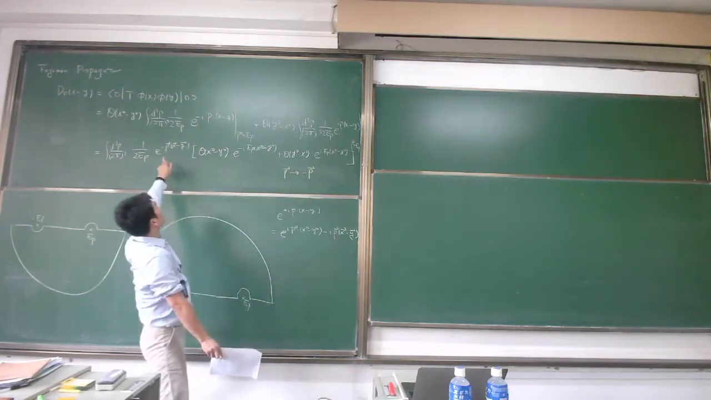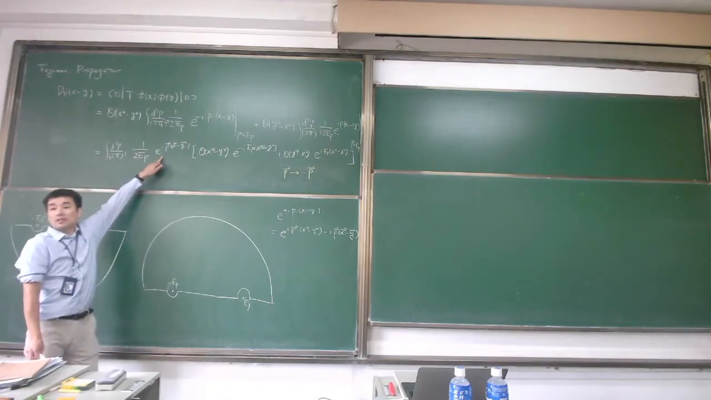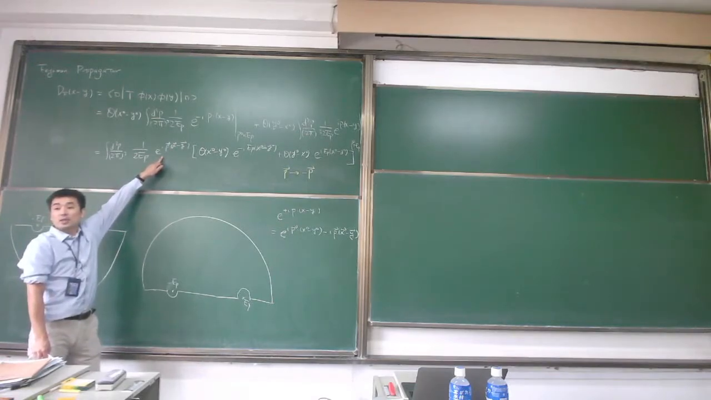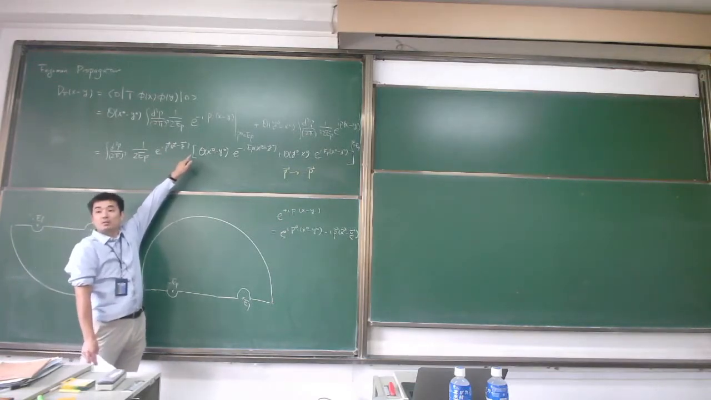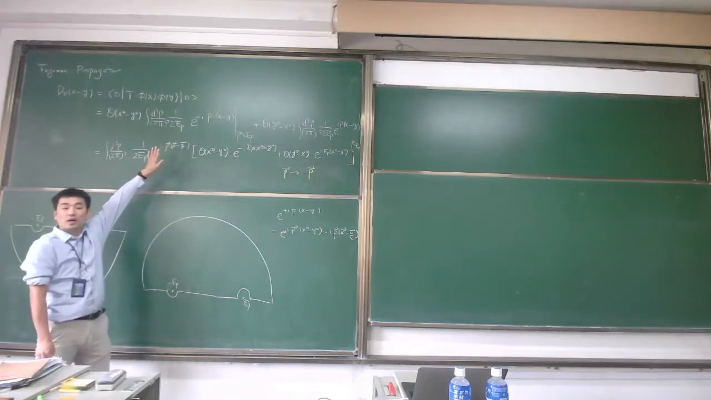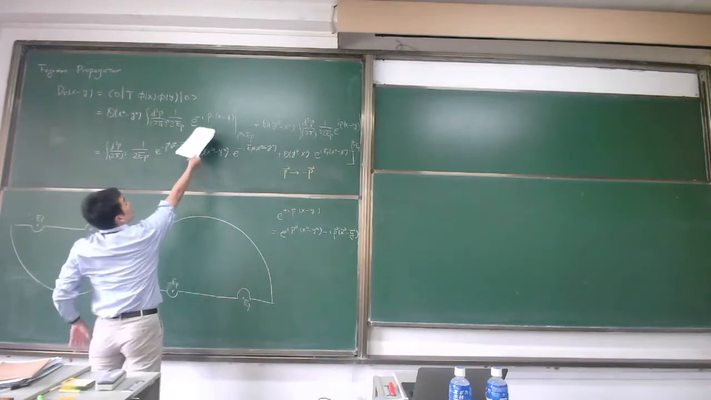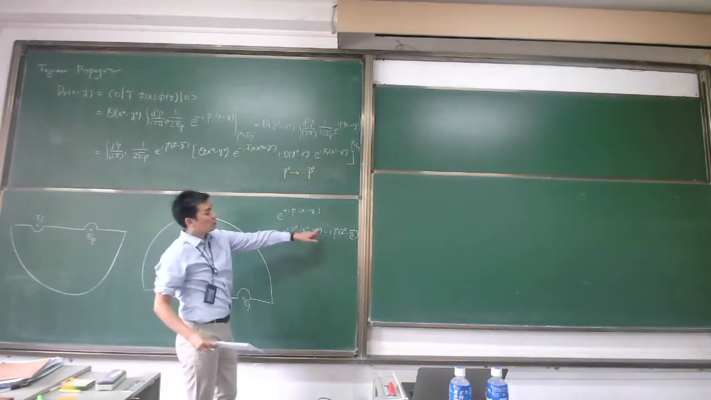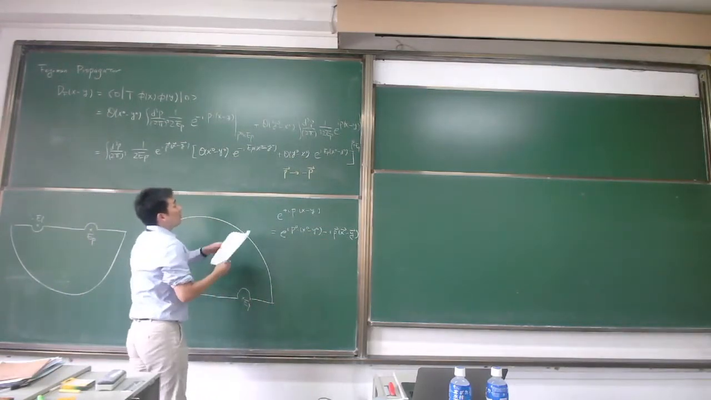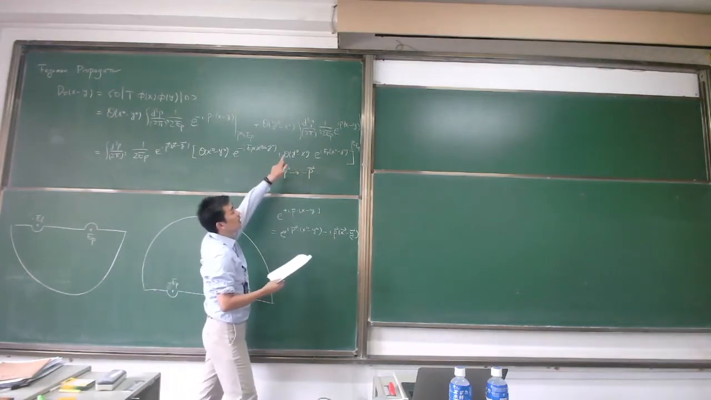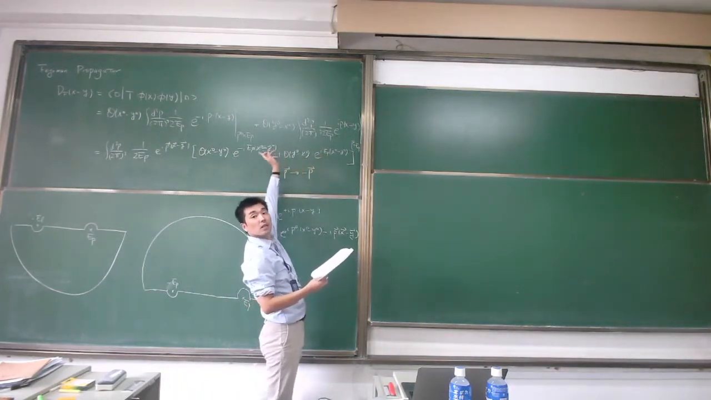That's why the overall factor e to the i times p vector dot x minus y comes, in the spatial inner product. And you can just take it out because here you also have a minus sign, which means this is plus sign. And then for the time component, you just have a sign difference.